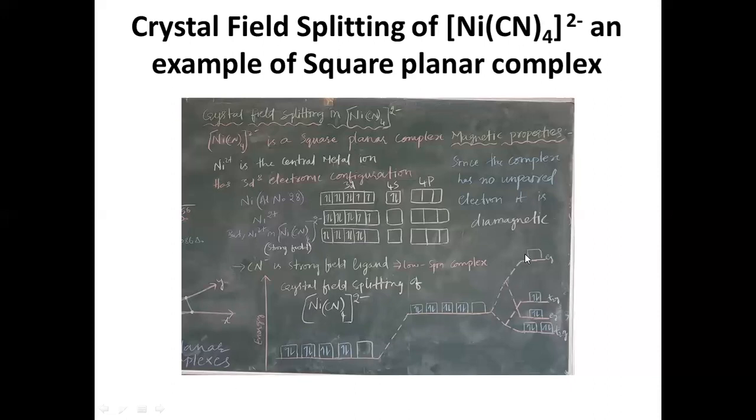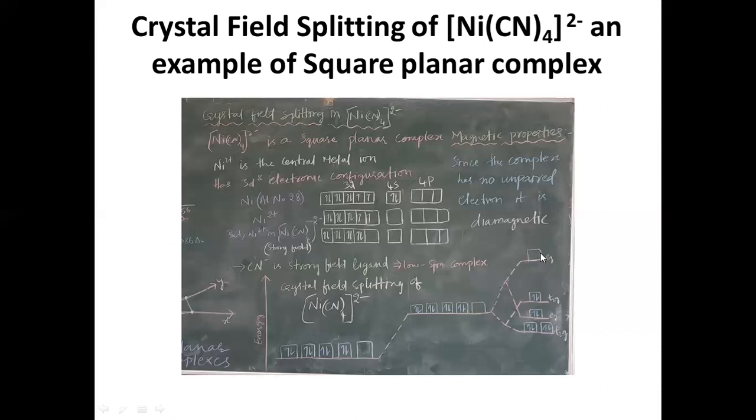These are the d orbitals splitting like this, with t2g and eg orbitals. The t2g set is much lower in energy, and the eg orbital is above t2g. These are dxz and dyz, this is dz square, this is dxy, and this is dx square minus y square.